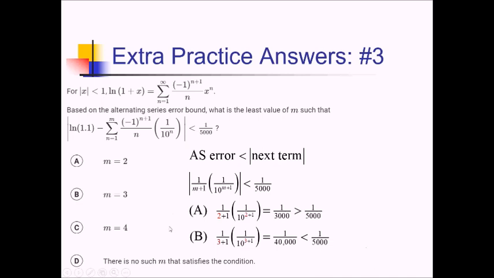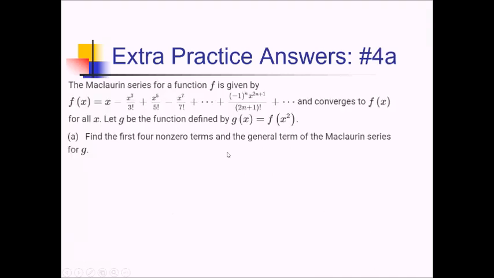So we pick choice B. For this problem, we have a Maclaurin series given for a function f by this series right here. Looks an awful lot like the sine function to me. But anyway, we're told that g is defined as g of x equals f of x squared. Our first task is to find the first 4 non-zero terms and general term of the Maclaurin series for g.